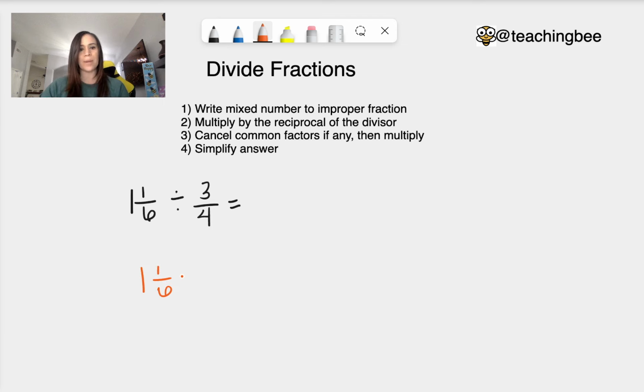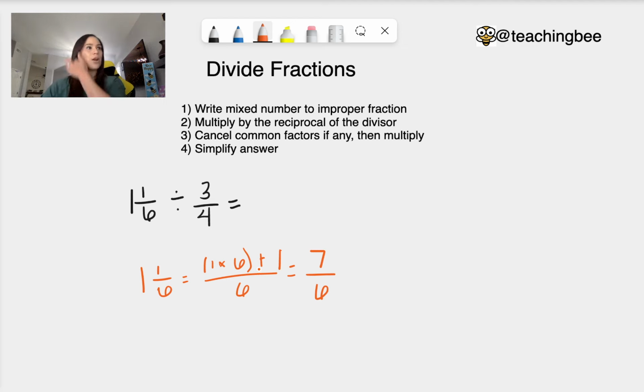So if we remember, how to do this is we keep our denominator the same, which is 6, and then for the top we take 1 times 6, or our denominator times our whole number, and then we add whatever is in our numerator, which is 1 in this case. So we have 6 times 1, which is 6, plus 1 more, which is 7. So we have 7/6 as our improper fraction that we can now work with.